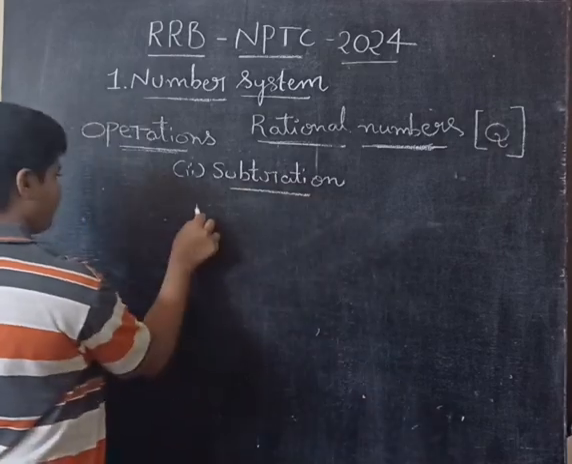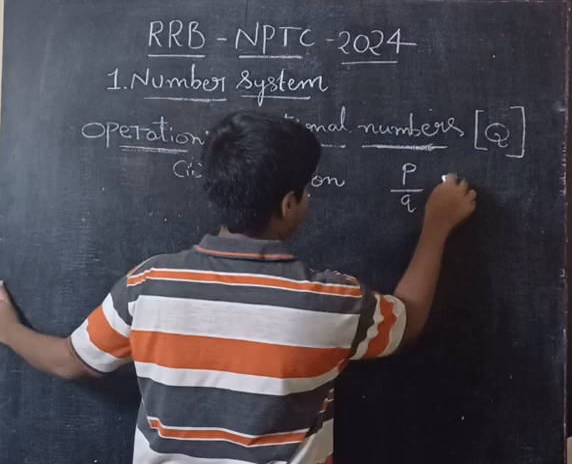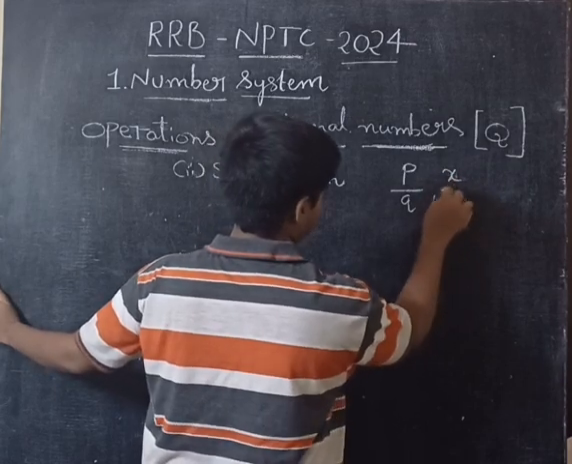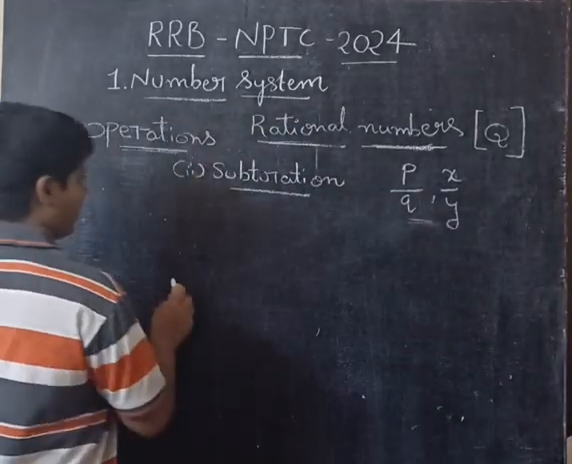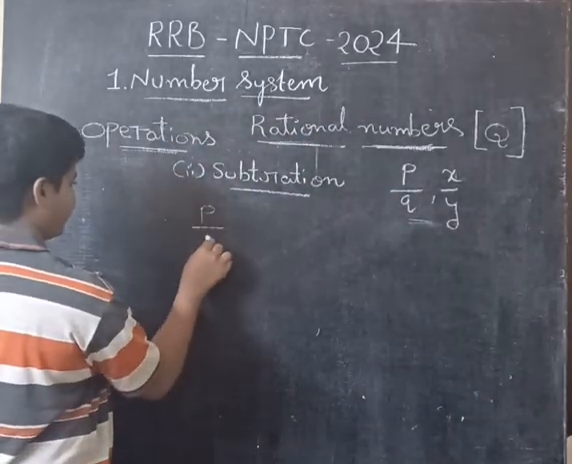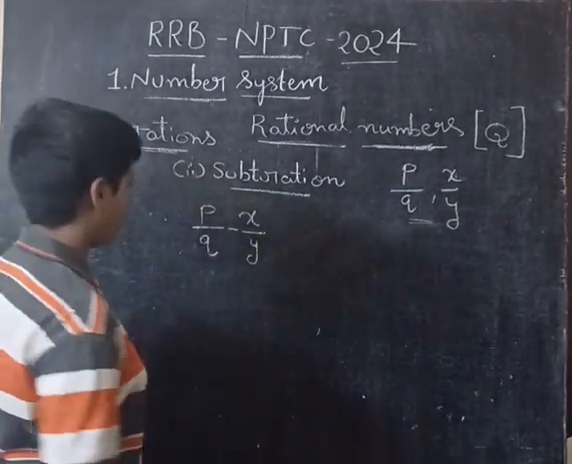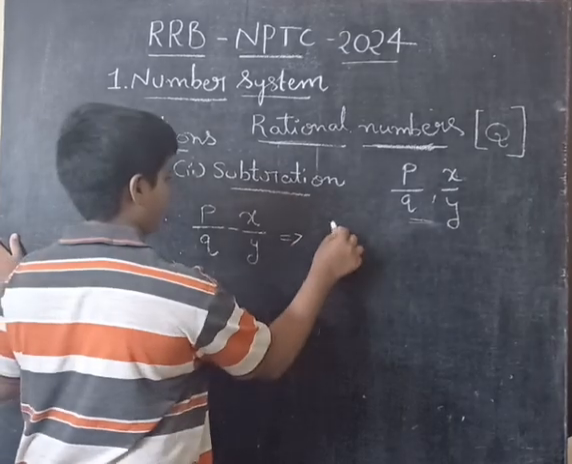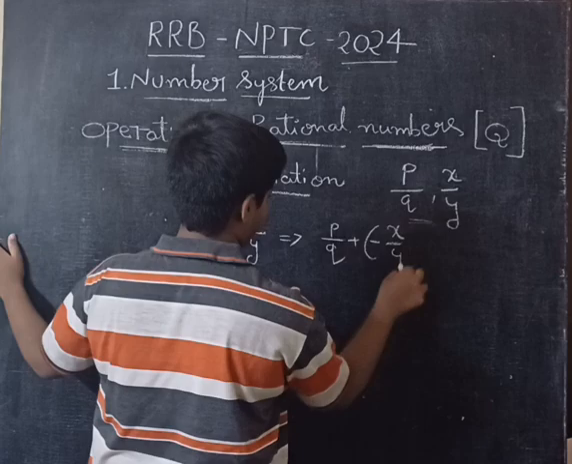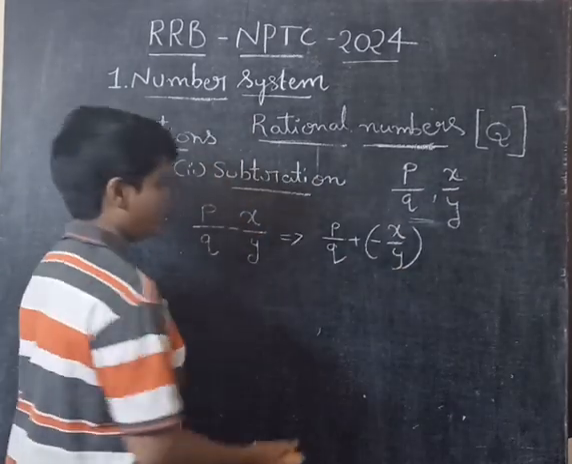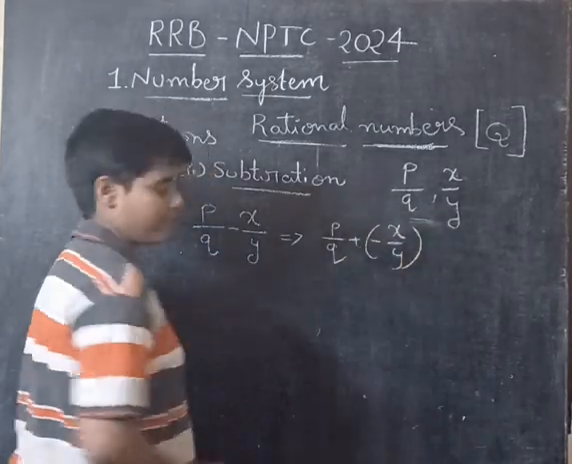So if I take two rational numbers p by q and x by y, how do we subtract? It means p by q minus x by y. This is also written as p by q plus minus of x by y. So we can say it is the addition of the inverse of a number.